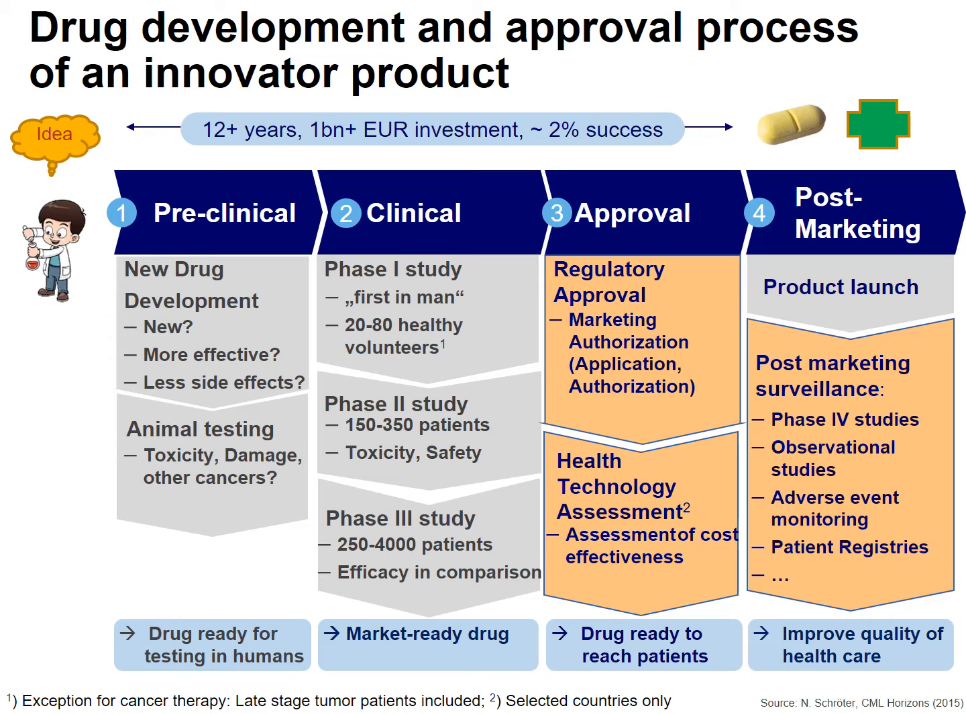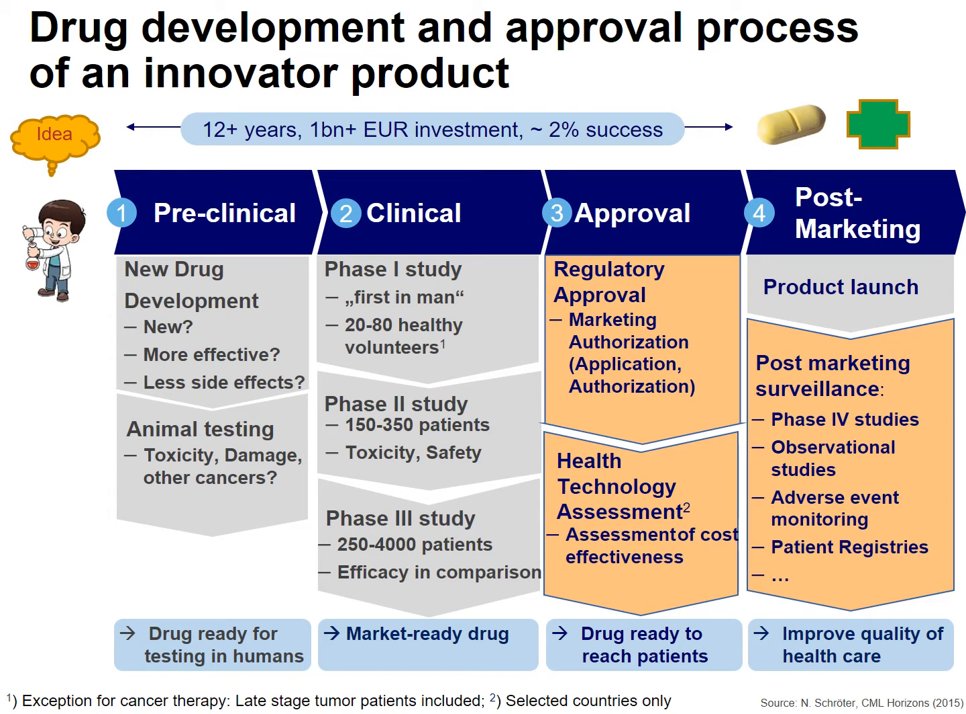Just to see the process, I won't explain it in much detail, but you have a preclinical phase where you do new drug development, first in the lab, with animal testing. Once this has been done and the drug is ready for testing in humans, it comes into clinical trials where, in different phases, phase 1, phase 2, phase 3, it's being tested in an increasing number of patients to see whether the drug is safe and effective against the disease and is also tolerated well, until it can actually be seen as market ready.